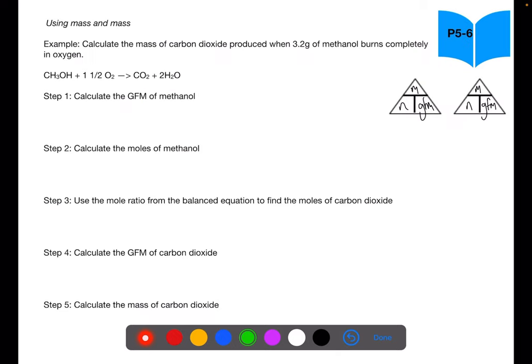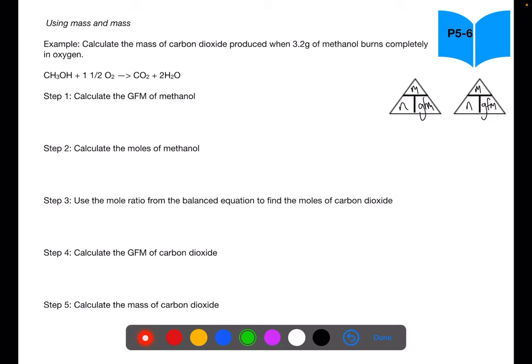When presented with a balanced equation, we can use the mass equals moles times gram formula mass equation to predict the mass of product which will be produced from a certain mass of reactant, or to calculate the mass of reactant required to produce a certain mass of product. We do this in a similar way to the previous calculations. We need to find one chemical which we have two pieces of information for, use that to calculate moles, and then use the moles to find the third piece of information which is missing.